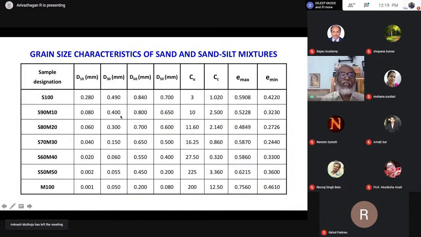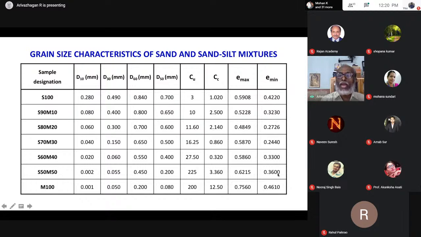Then I tabulated all the values here from the grain size distribution curve: CC value, CU value, D10, D30 value. One of the important observations here is that the e maximum value goes on decreasing. See here, 0.5952, 0.48. Then after that, what happens? See here, it increases again to 0.870, then increases further. It does not follow the same trend. It decreases, and after that it increases. The e minimum value is also the same here. It decreases, decreases, decreases, decreases. Then after that it increases. Then the trend continues.